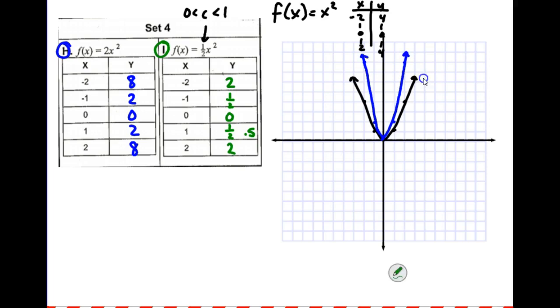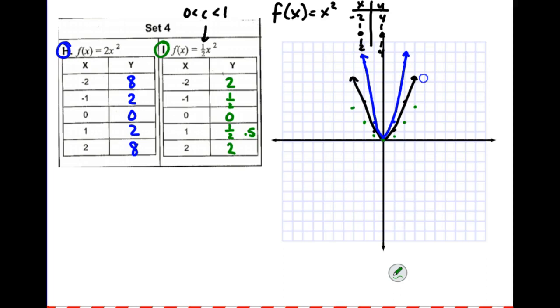For the 1/2 x squared, we have -2, 2. We have -1, 1/2. And we have to estimate that, but it's close enough. It's a sketch. We have 1, 1/2 and 2, 2. Now, I might want to look at my table and get a couple of other values just so I can get a better shape. So if I go to x is 3, I'll see that I get 4.5, and that's going to be about there. And if I go to -3, I'll get 4.5 about here.